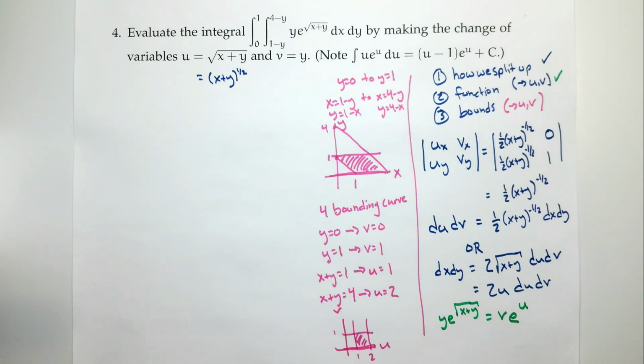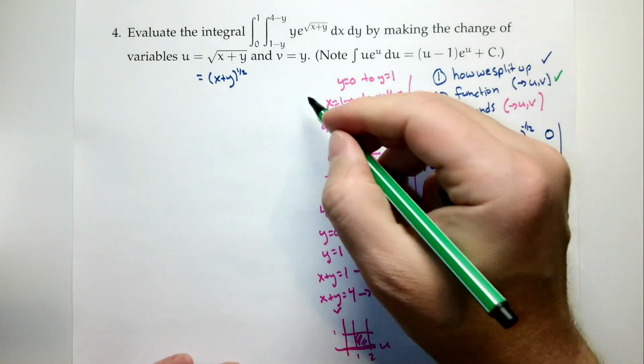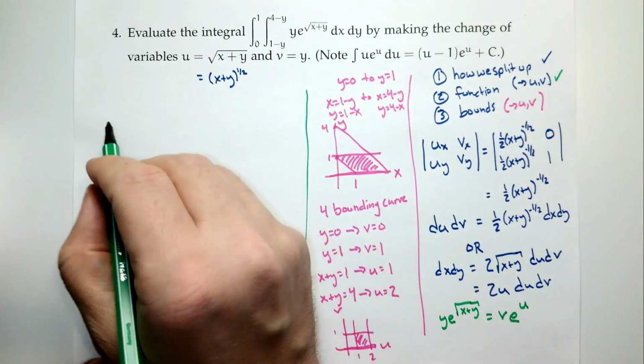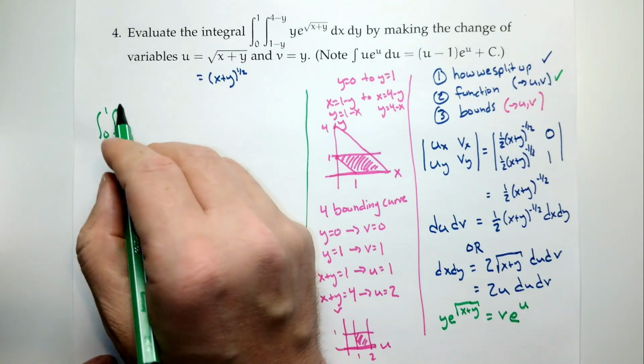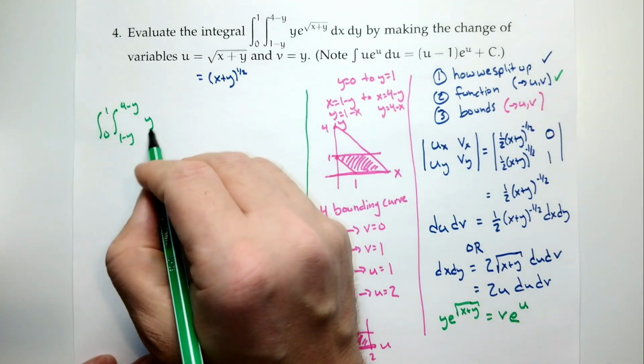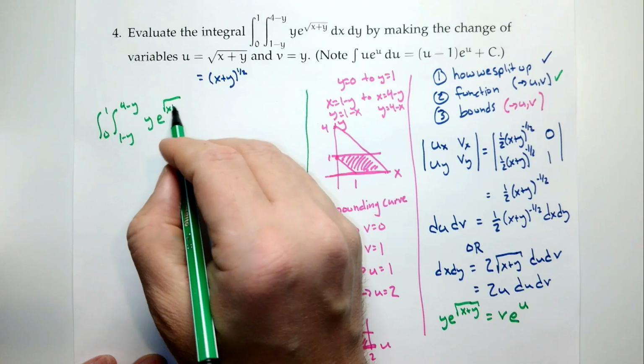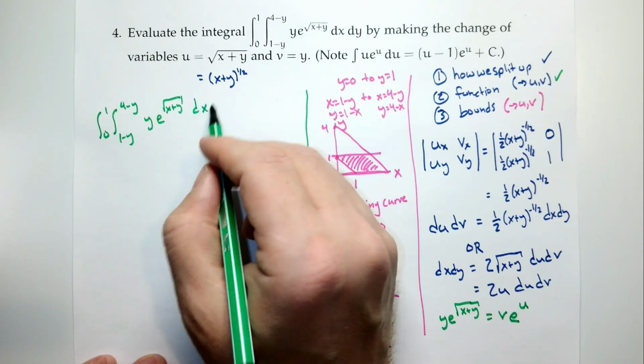All right, so now let's put all of this information together and see what we get. So here we go. We have the integral, I'll start with the current integral, 0 to 1, 1 minus y to 4 minus y, y e to the root x plus y, dx dy.